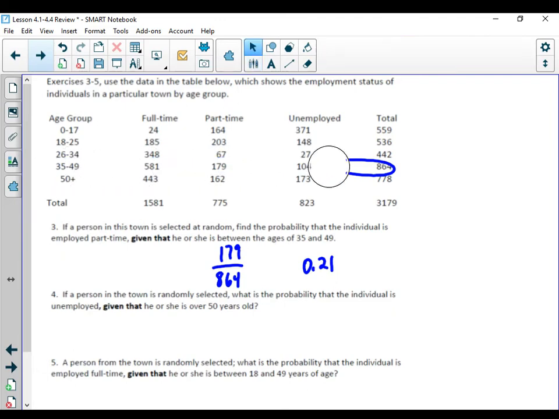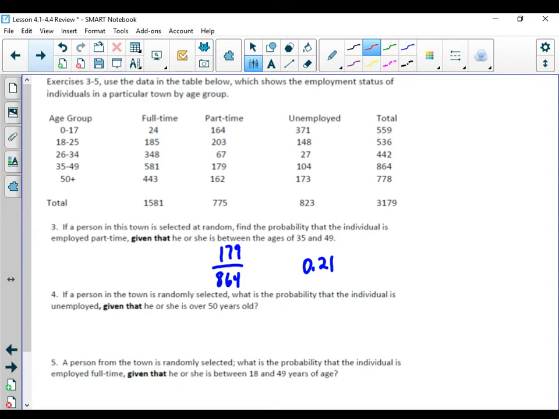Then the next one. The next one wants to know if a person in the town is selected randomly, what's the probability that the individual is unemployed given that they were over 50? So now I focus on the 50 plus data.